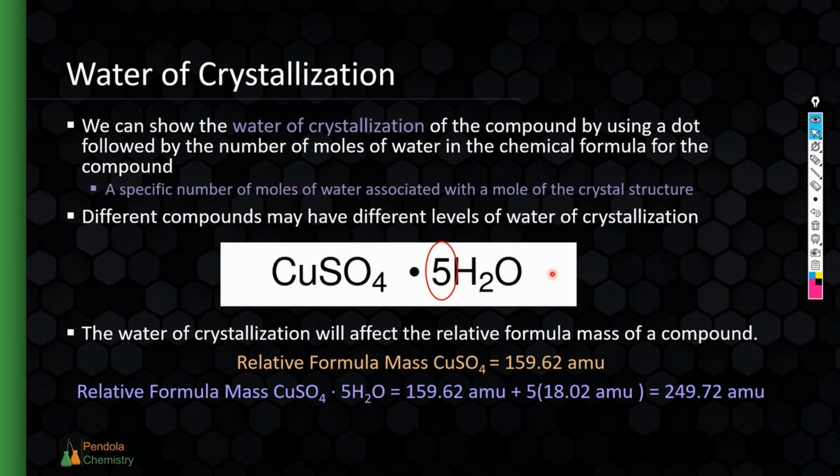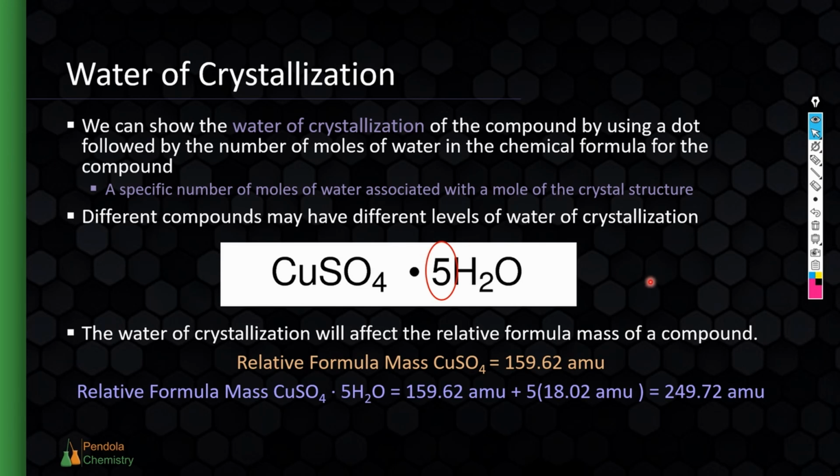The gravimetric analysis practical that we're going to do later on is going to use a heating element, dehydrating a hydrated compound and turning it back into an anhydrous compound, to figure out the ratio between the ionic compound and the water, to find the water of crystallization.